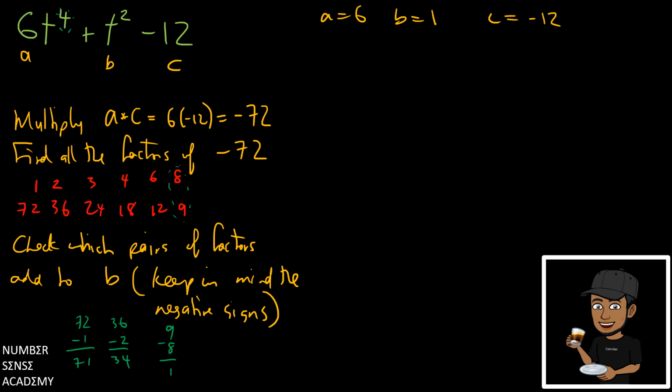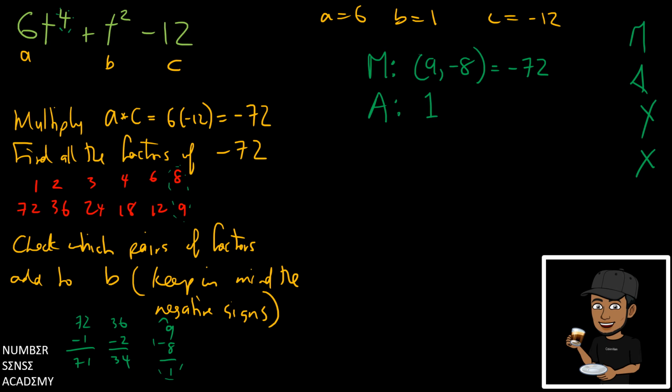So the two numbers that I'm going to use are 9 and 8. These are going to be my product. So that's where the M comes in, right? I should have written this: we're doing the max method. This is where the M comes in. So my M is going to be 9 and negative 8. And this is going to give me my negative 72. My sum, which is B, is going to be 1. I know that. 9 minus 8 equals 1.